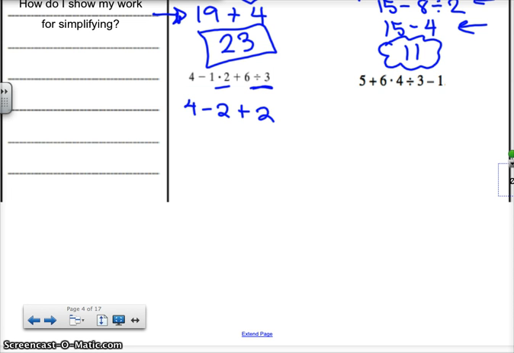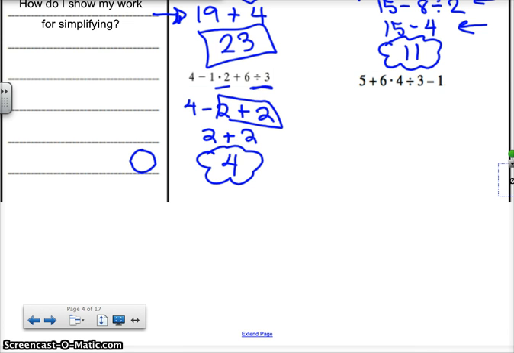Now, addition and subtraction, same level of importance, so I just work left to right. 4 minus 2 is 2, plus 2, 4 is my final answer. A lot of kids, the biggest mistake is 0. They think they need to do addition first, and they end up with 4 minus 4, which is 0. So be careful for that. Especially at your age, they will definitely try to test your knowledge on that.